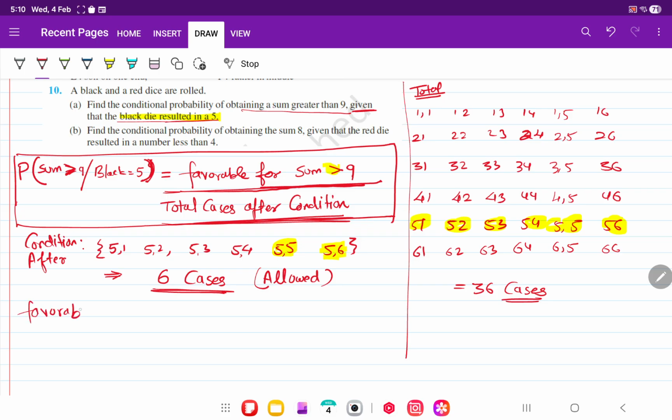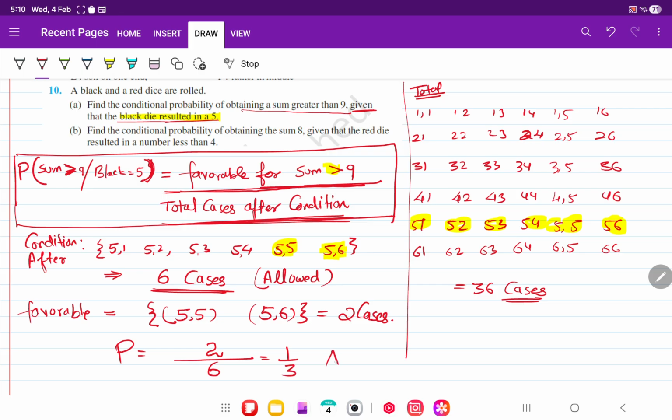Out of that, how many are favorable? Favorable are 5 comma 5 and 5 comma 6. How many cases? 2 cases. So what will be the probability? Our formula is ready. 6 cases are total which are allowed, out of that 2 are favorable. So 1 by 3. This is the answer. I hope you understood how to solve it by now. This is the first part only.